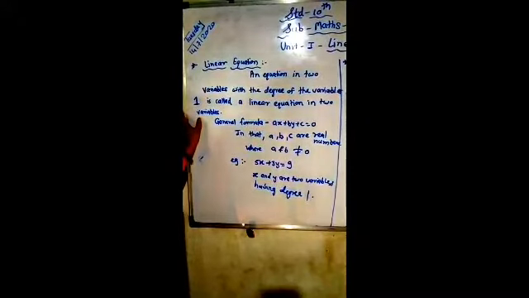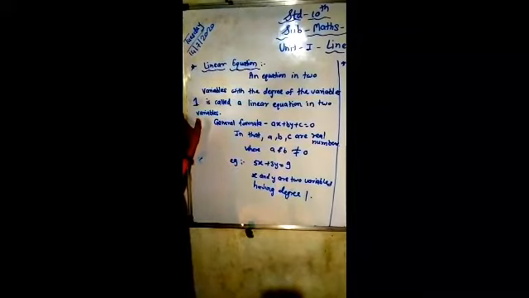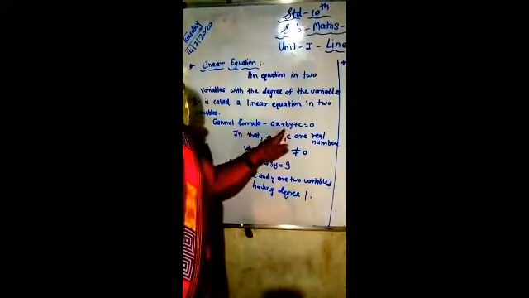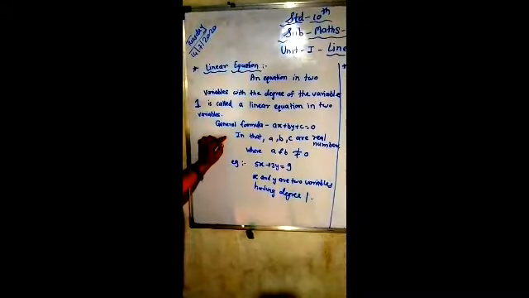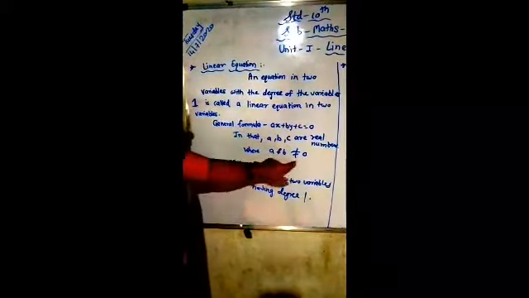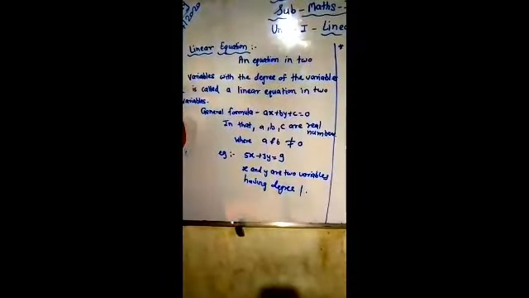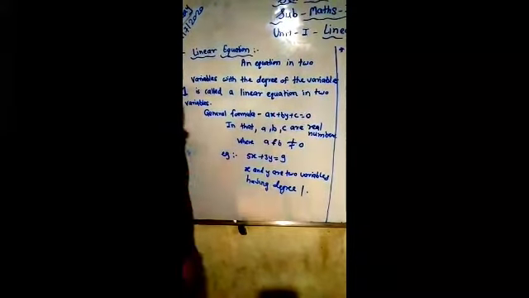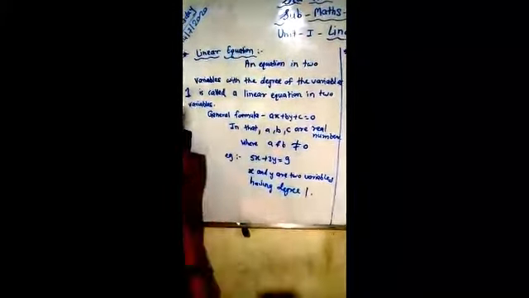Means the equation contains two variables, x and y, or a to z, any letter, and they have the degree 1. General formula: ax plus by plus c is equal to 0, where a, b, c are real numbers, and a and b are not equal to 0 at the same time. Then it is called a linear equation. For example, 5x plus 3y is equal to 9. In that x and y are the two variables having the degree 1.